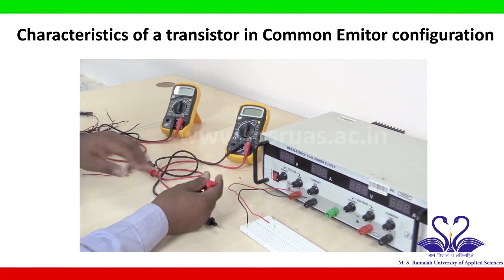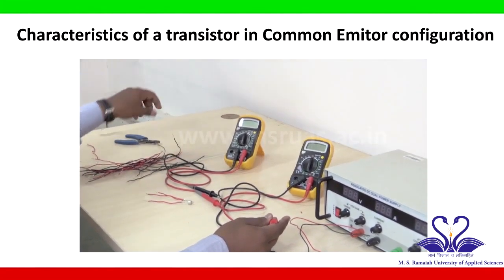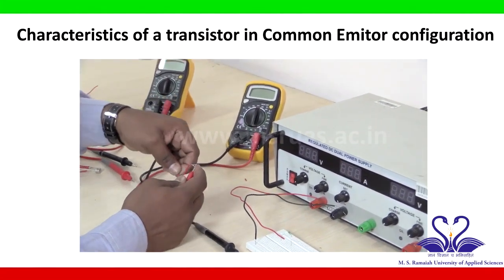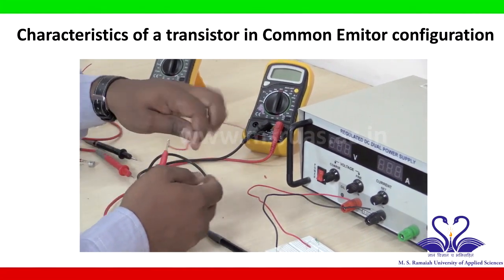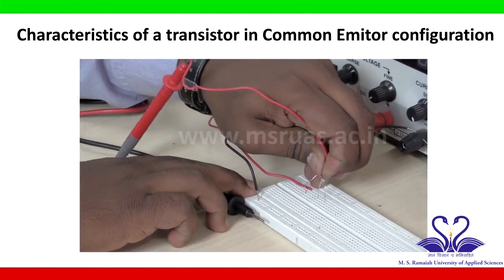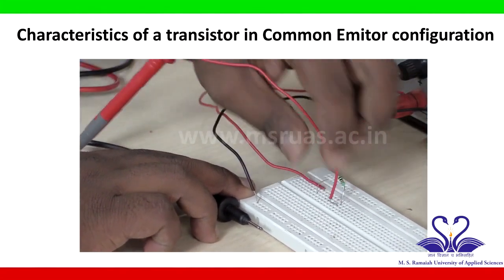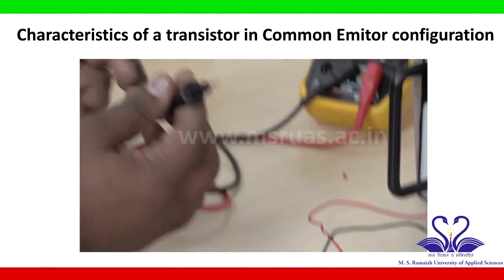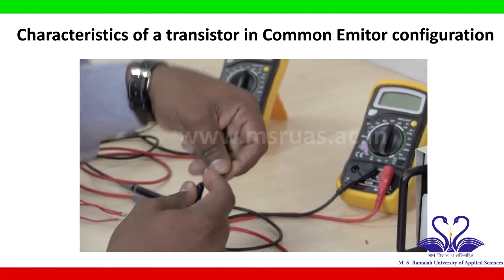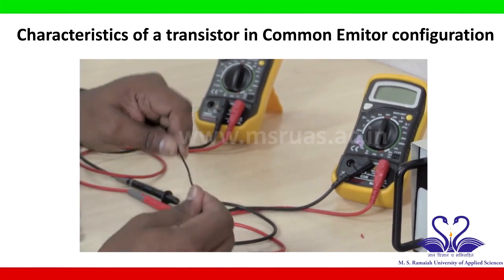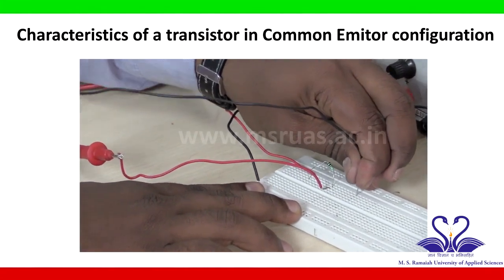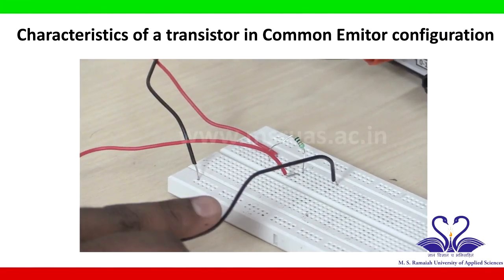Based on circuit connection, the positive terminal of the ammeter is connected to the 10k resistor one end. So take a wire, connect to the positive terminal which is connected to the 10k resistor. So I am connecting on a breadboard. And negative of the ammeter is connected to the base of the transistor. So connect negative of this ammeter somewhere in the breadboard. This point is connected to the base of the transistor.